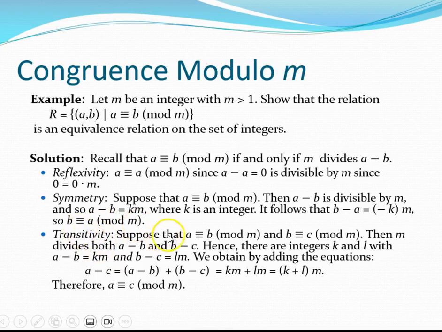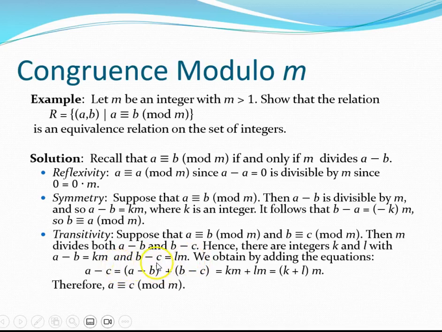Transitivity: suppose that a is congruent to b mod m and b is congruent to c mod m, then m divides a minus b, and m divides b minus c. So there are integers k and l such that a minus b is km and b minus c is lm.